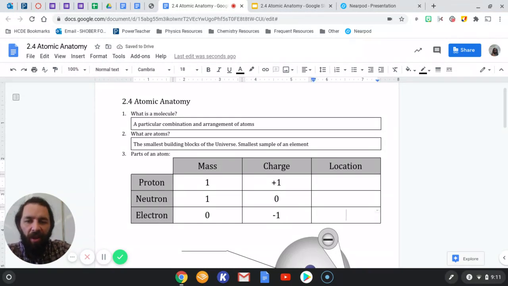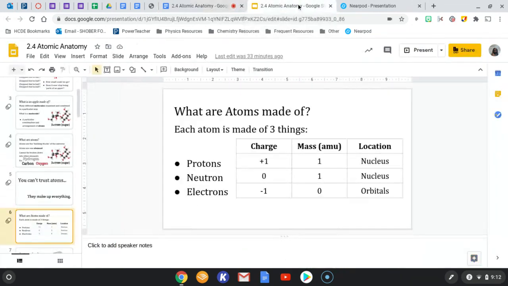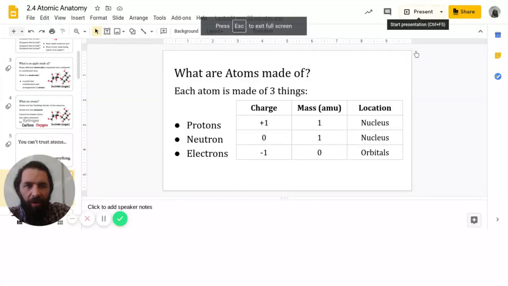Okay, last of all, let's talk about location. We can find protons in the nucleus. We can find neutrons in the nucleus. You can think about it this way: the things that are heavy, the things that have mass, are both going to be in the nucleus. And then the electrons we are going to find in orbitals. Okay, so now let's figure out what the heck all of that means. So let's go back to our slideshow here.